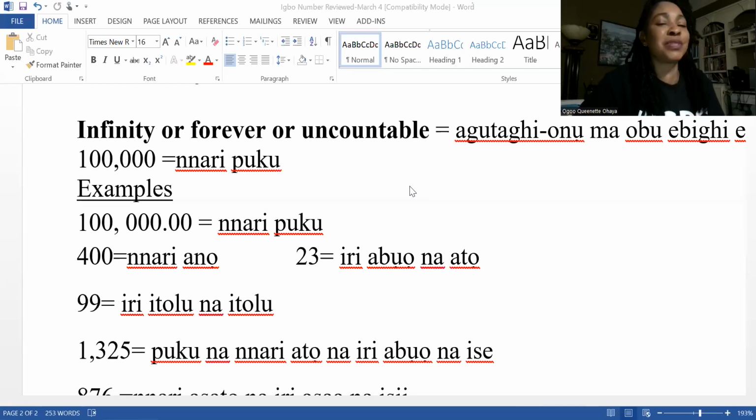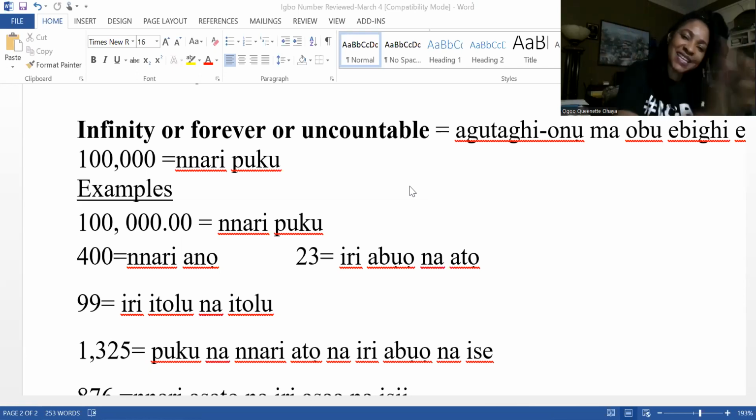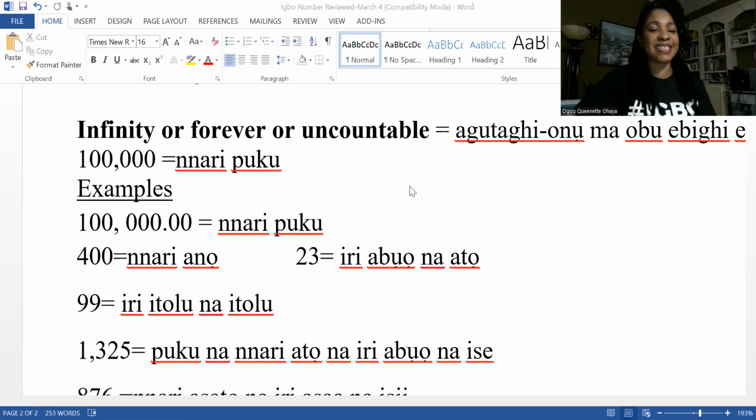What's 2,000? Puku abụọ. You're doing a good job. Yeah, that's it. Daalụ. So it's good to know. Make sure you go over it. I will post it, and I want everybody to go over everything, okay? Okay, everybody, please. Onye ọzọ nwere ajụjụ? Good job, Zara.